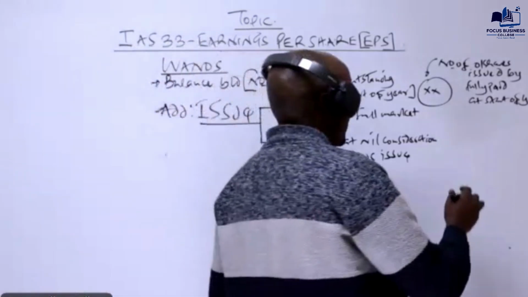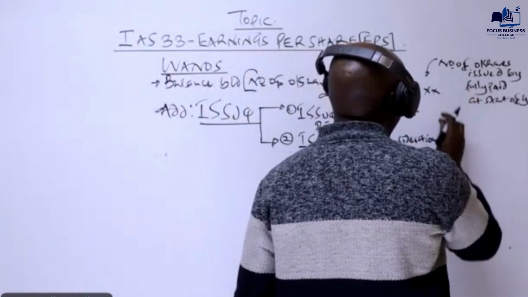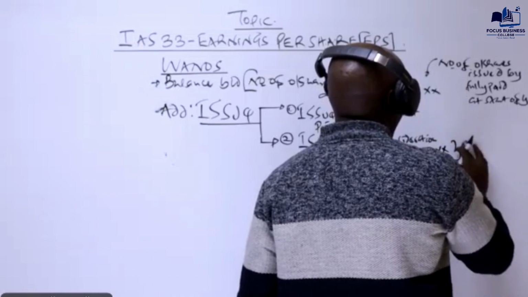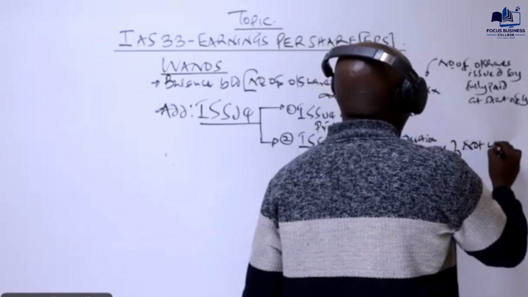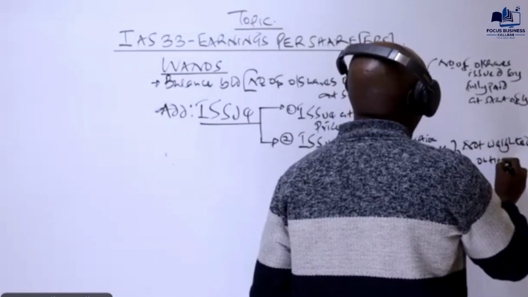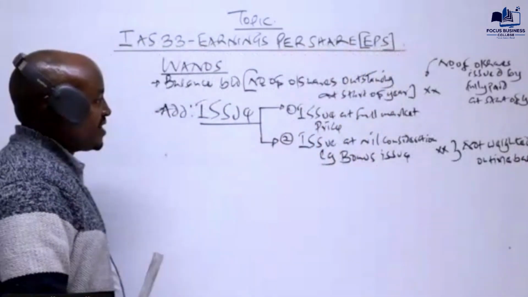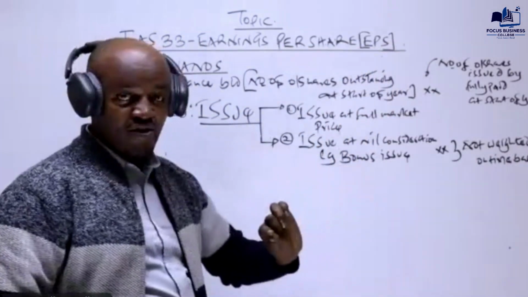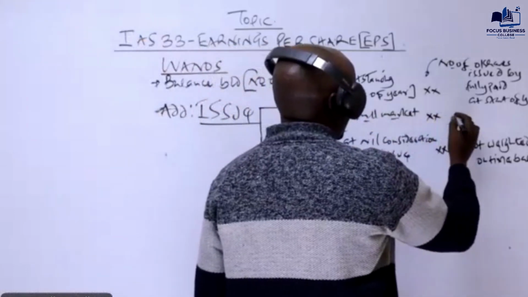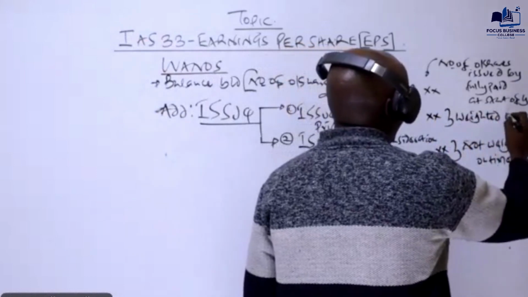Now, these shares which were issued by the company during the current year free of charge, we add them to the shares issued and fully paid at the start, and we say that they are not supposed to be weighted on time basis. I'll explain more what we mean by that. But those shares which are issued at full market price are weighted on time basis.